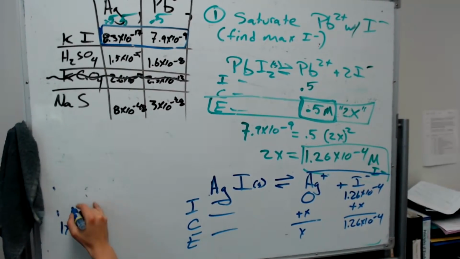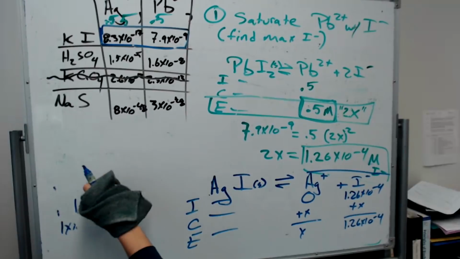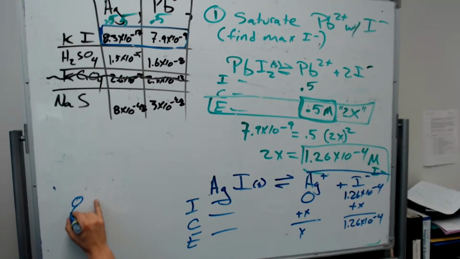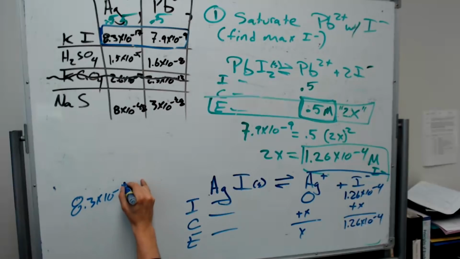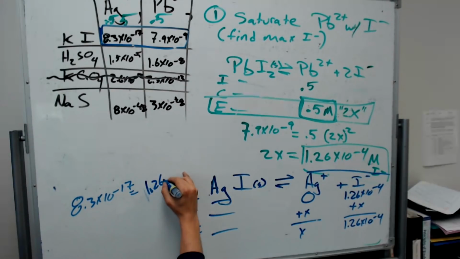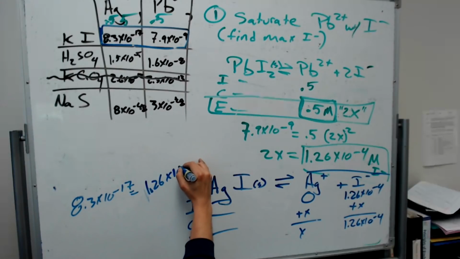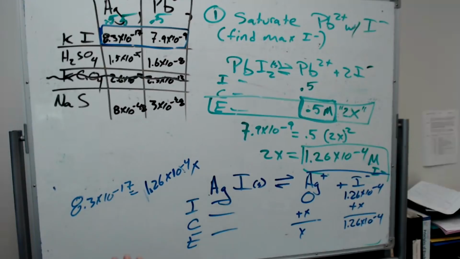And then we'll solve. Whoops, 1 is not 8. 8.3 times 10 to the minus 17 is going to be equal to 1.26 times 10 to the minus 4 times x. You divide by 1.26 times 10 to the minus 4. You get x is equal to 7.9 times 10 to the minus 13.